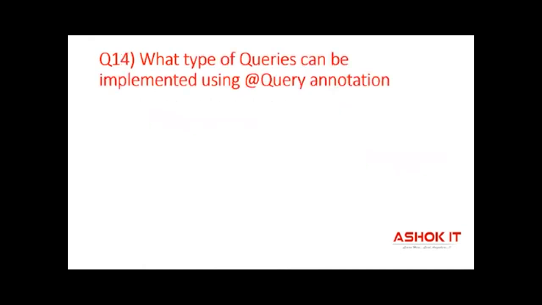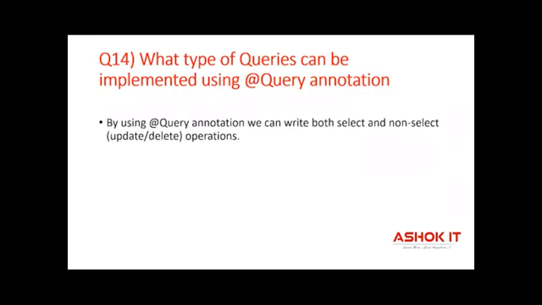So what are the types of queries we can write by using the @Query annotation? By using @Query, we can define both select and non-select operations. That is update and delete, but not insert. Remember it, but not insert. We have to use @Query. We can write JPQL and HQL queries, and native SQL, meaning pure SQL queries, also we can write.